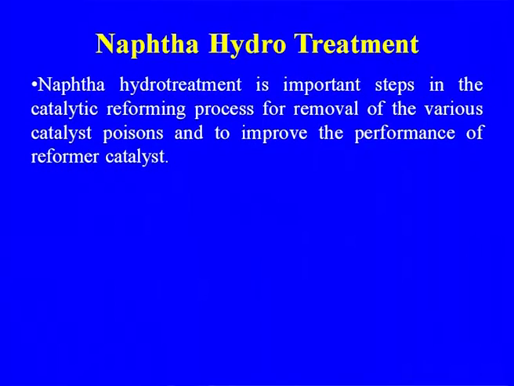Let us now discuss naphtha hydrotreatment. What are the various steps involved in the case of naphtha? Naphtha hydrotreatment is an important step in the catalytic reforming process for removal of various catalyst poisons and to improve the performance of the reformer catalyst. Because if the activity is going down, if the life is going down, if it is not stable because of the impurities, then definitely you will have to use more and more catalyst, that will reduce the conversion, and that will upset the whole economy of the process.